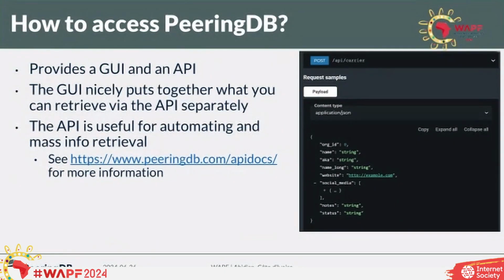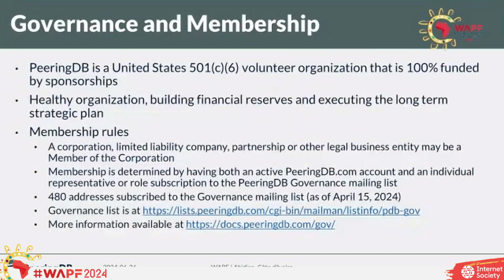Different ways you can access PeerInDB. Obviously, to build it into automation, there's an API, so you can make systematic queries against the PeerInDB data. But also for day-to-day use, there is a GUI, a web interface, and you can just go to peerindb.com and search the data. Next slide, please. A little bit about the organization.